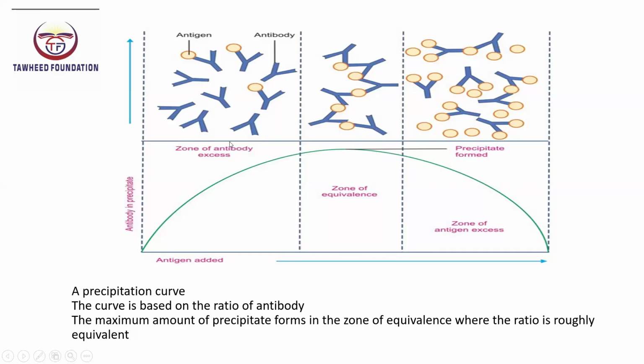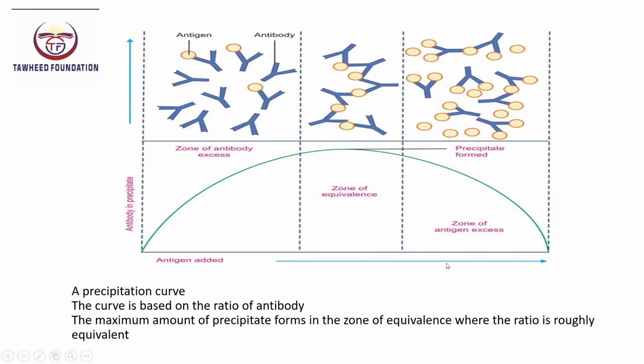So here on the left, too much antibody, not enough antigen, so no cross-linking. Here in the middle, perfect balance, large lattices form, maximum precipitate, and here on the right, too much antigen, antibodies are saturated, no more lattice formation, so precipitation falls again.